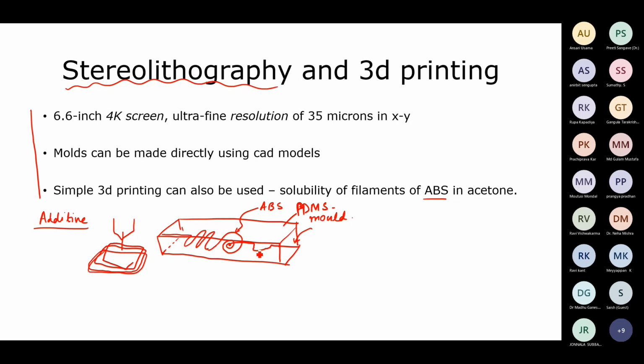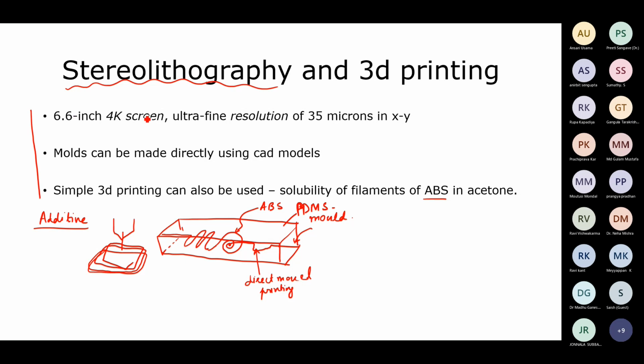So this is direct. With the help of this 3D printing, you are directly able to print the mold. The drawback of this is the ABS filaments that you can print are not so thin compared to the other molds. Whereas there is the second type of 3D printing.